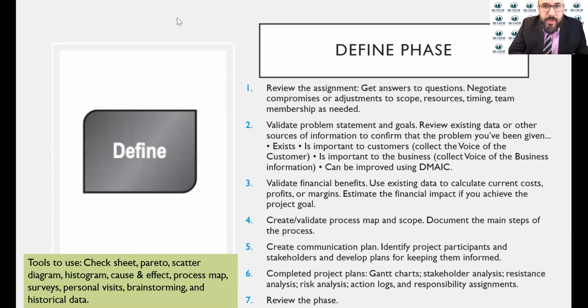For the tools that we need to use in this phase, in order to validate this problem, we need to use the check sheet, Pareto diagram. We could use scatter diagram, histogram, cause and effect diagram, process map, surveys for customers, maybe personal visits and interviews, brainstorming, and historical data. So there are so many ways to define the problem. You need to follow the 7 quality tools that we discussed in previous videos and previous chapters in order to clearly define the problem.